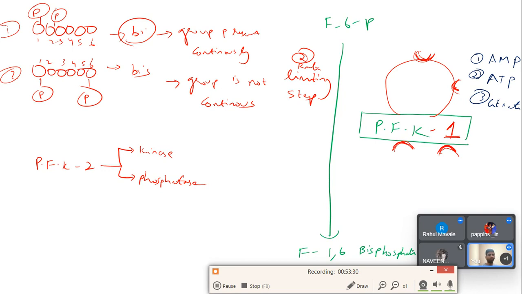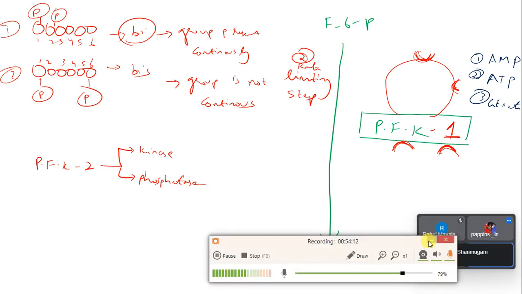Just tell me this: fructose 6 phosphate is getting converted into fructose 1,6 bisphosphate. If glycolysis is occurring continuously and there is a lot of ATP in the cell, should glycolysis proceed further or should it stop? When you already have so much energy, do you think glycolysis should occur? No, it should not occur.